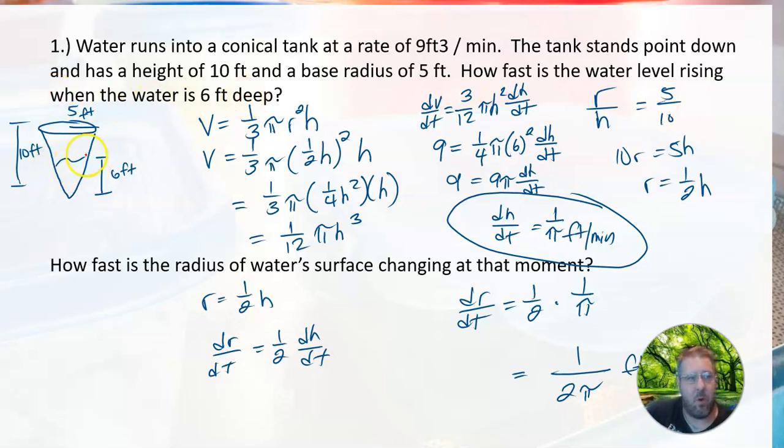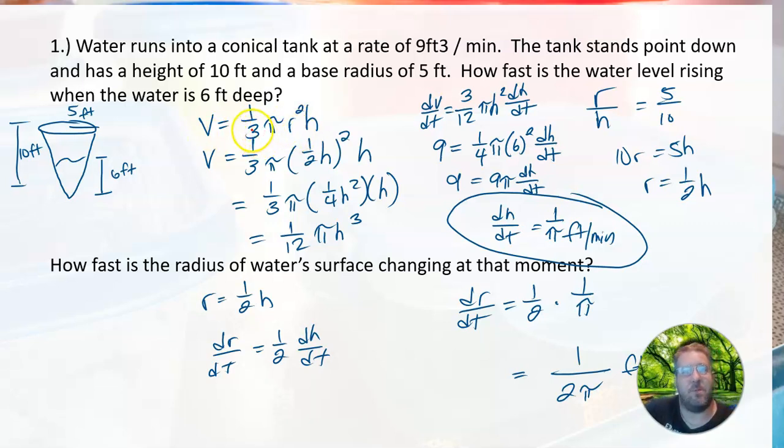Now, here is my water level. The water level is not the entire cone, okay? So the entire cone is 10 feet high, but the water is only 6 feet high. Now, the key to this kind of question, and once again, you're supposed to know the formula for a cone. So the cone is the same formula we just had on the last example, which is right here.